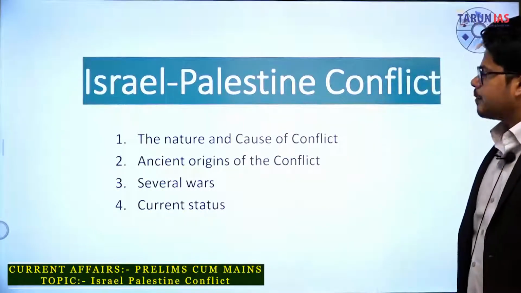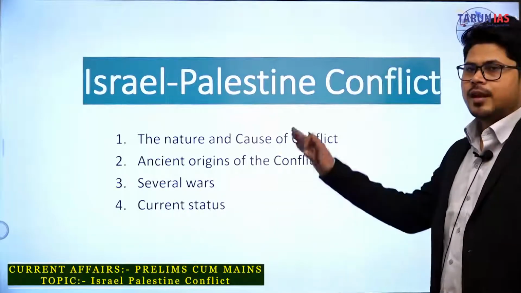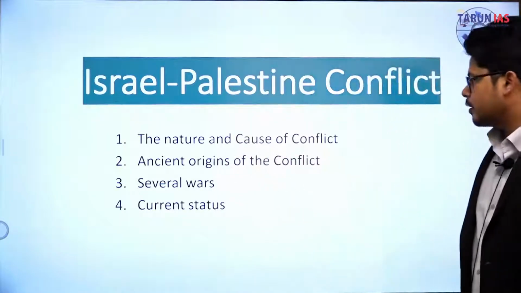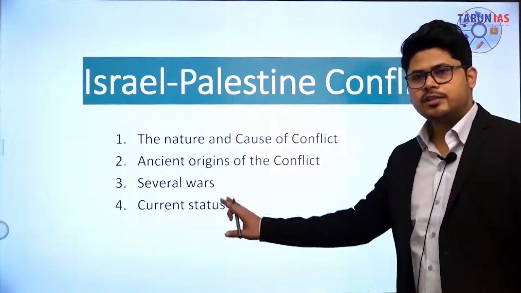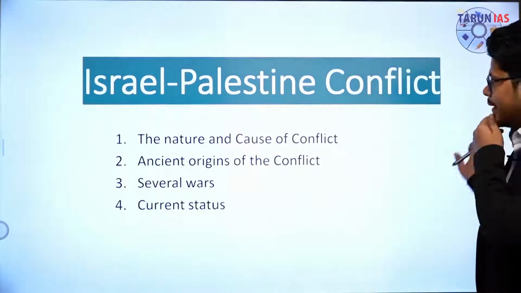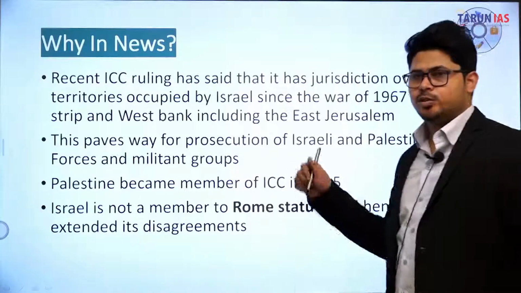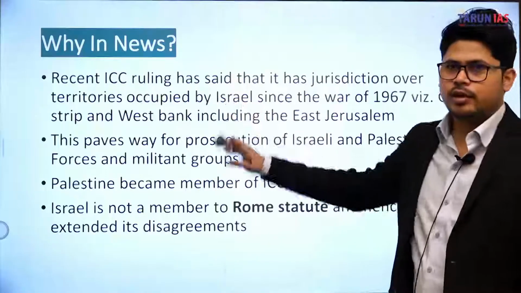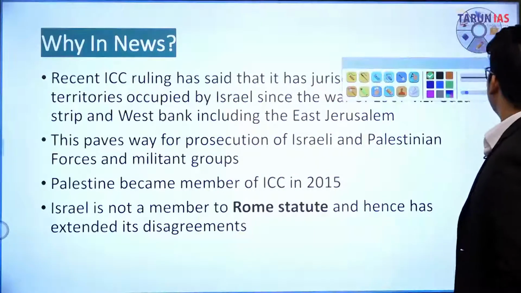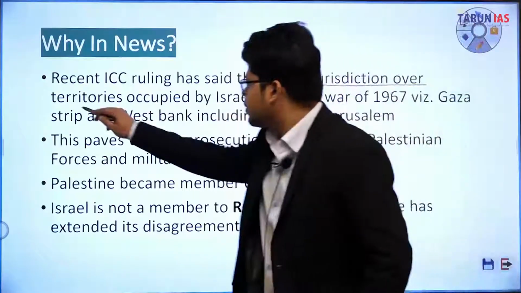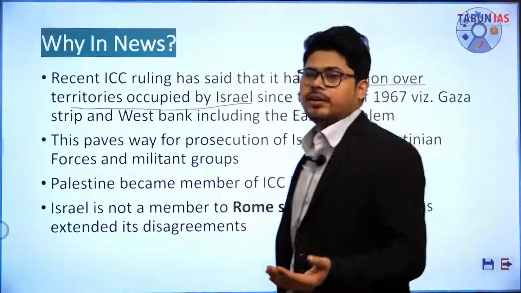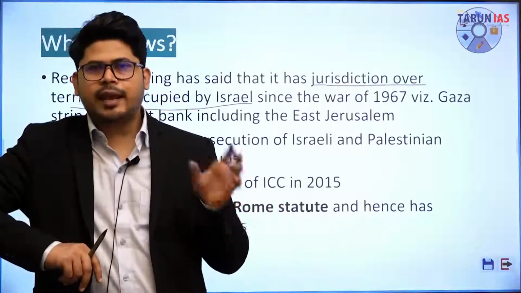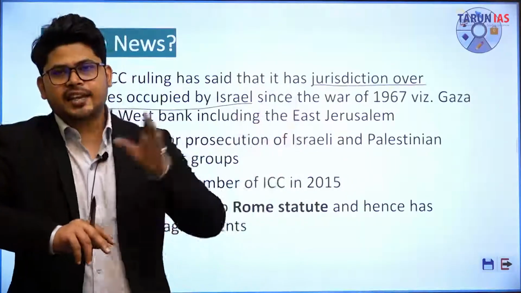The nature and cause of conflict. The issues at hand in this Israel-Palestine conflict are the nature and the cause of conflict, the ancient origins of the conflict, the several wars that have taken place, and the current status. Okay? And why is it in the news? Because the International Criminal Court, ICC, has ruled that it has jurisdiction over the territories occupied by Israel after the 1967 Arab-Israel war. Okay? Those territories are the Gaza Strip, and of course the areas that Israel has annexed from the West Bank.